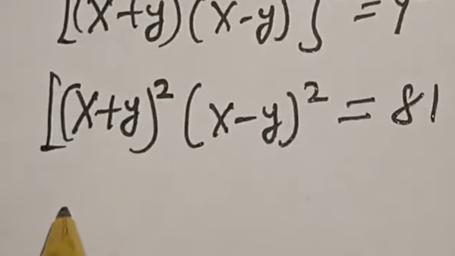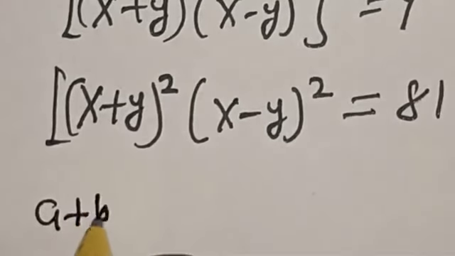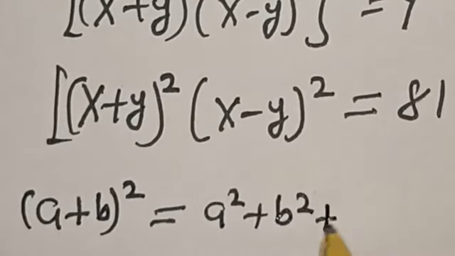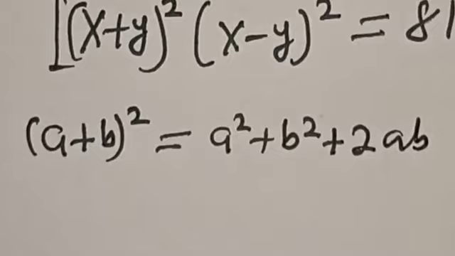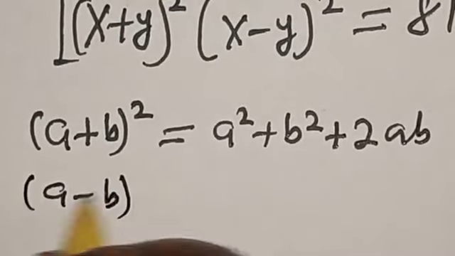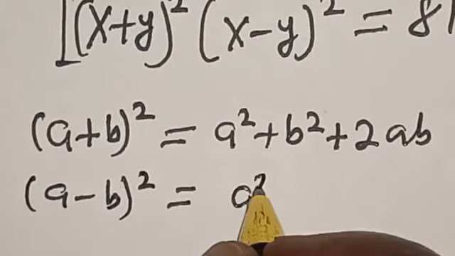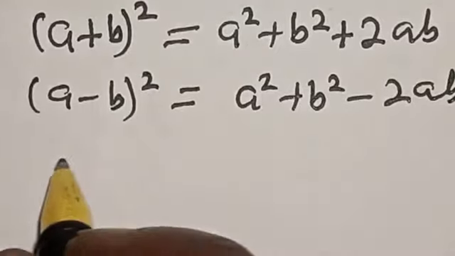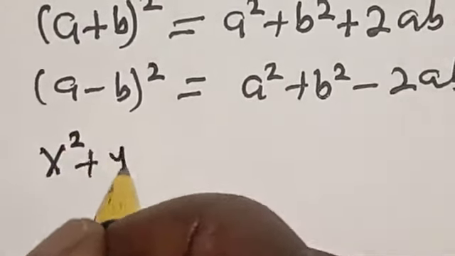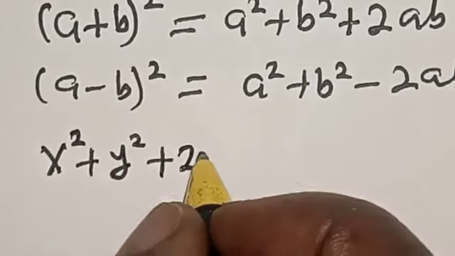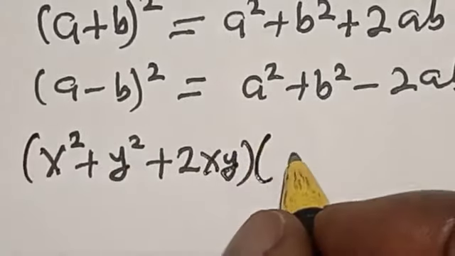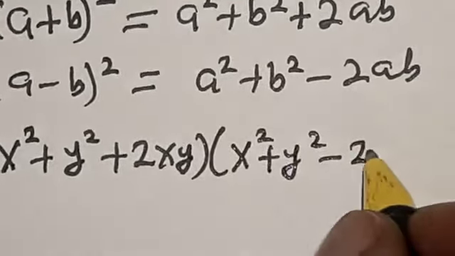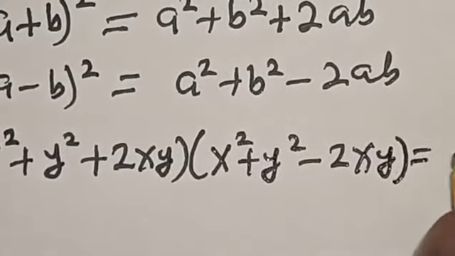Now, remember this rule that if you have a plus b squared, this is equal to a squared plus b squared plus 2ab. Then also, if you have a minus b squared, this is equal to a squared plus b squared minus 2ab. Now let's substitute. We have x squared plus y squared plus 2xy multiplied by x squared plus y squared minus 2xy is equal to 81.